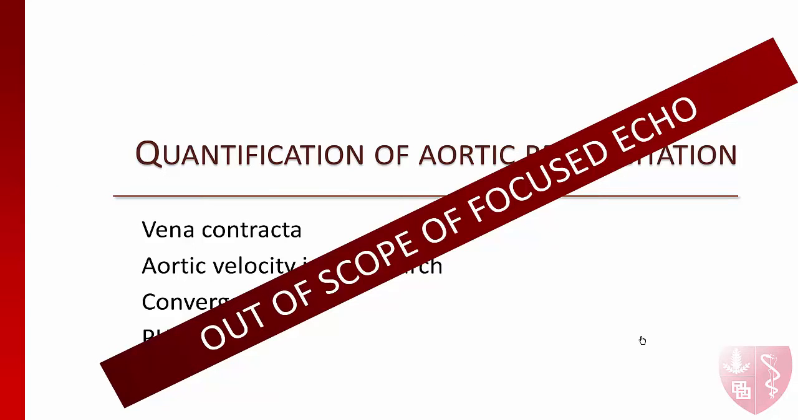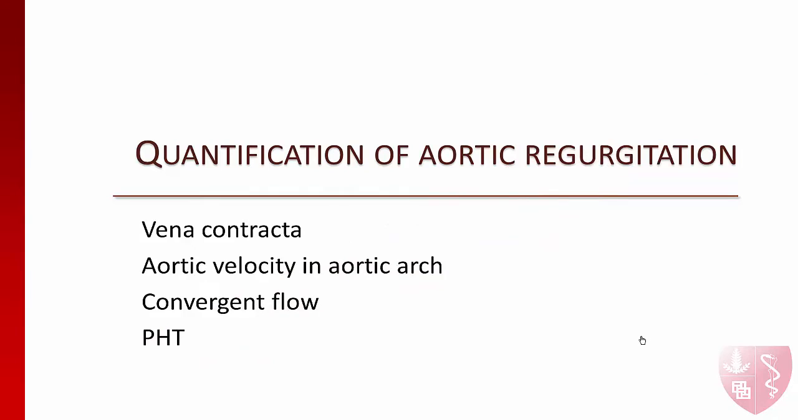Now I will mention very quickly how to quantify aortic regurgitation. This is out of scope of focused echo, and you should not do that unless you have very extensive training and some feedback from more experienced operators. So this is just for information and not to do in focused echocardiography. Ways to quantify aortic regurgitation are the vena contracta, the aortic velocity in the aortic arch, the convergence flow, which is the PISA, and the pressure half time.